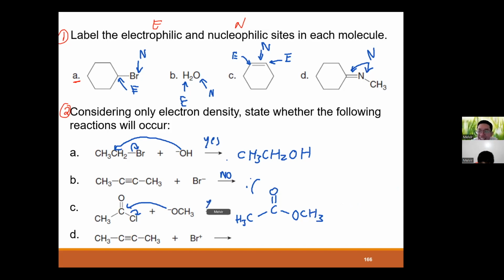No, oxygen is electron rich. Methoxide is also electron rich. You cannot react it with oxygen. Good, okay. So that is the electrophilic carbon. Good.